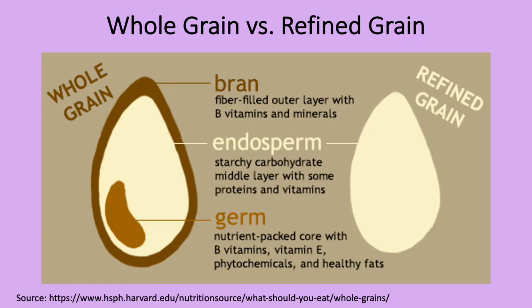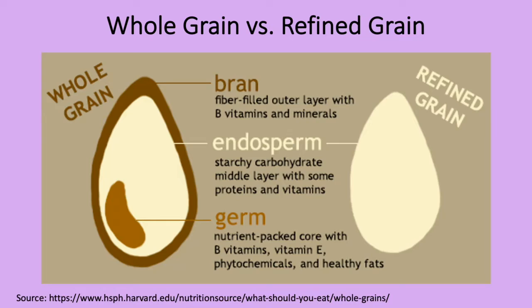Refined grains have been milled, a process that removes the bran and germ. This is done to give grains a finer texture and improve their shelf life, but it also removes dietary fiber, iron, and many B vitamins. Some examples of refined grain products are white flour, degermed cornmeal, white bread, and white rice.